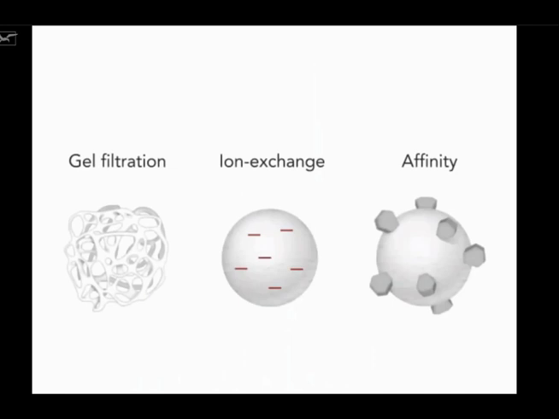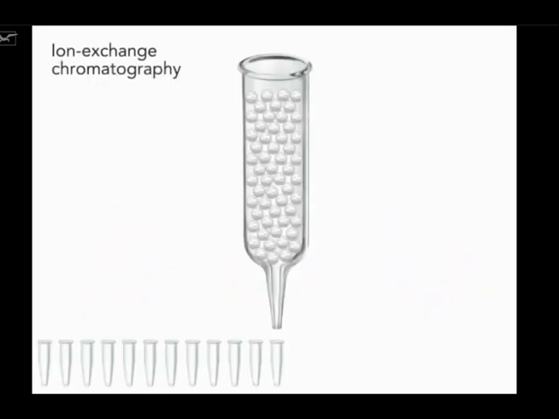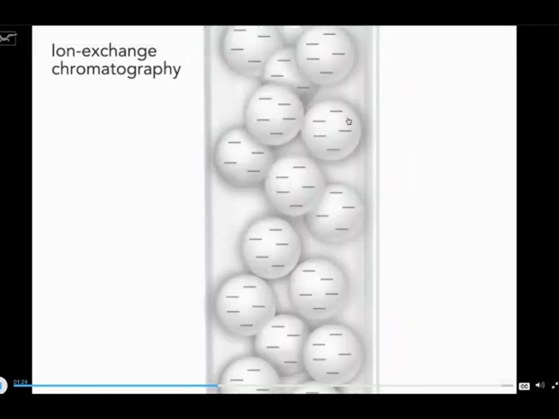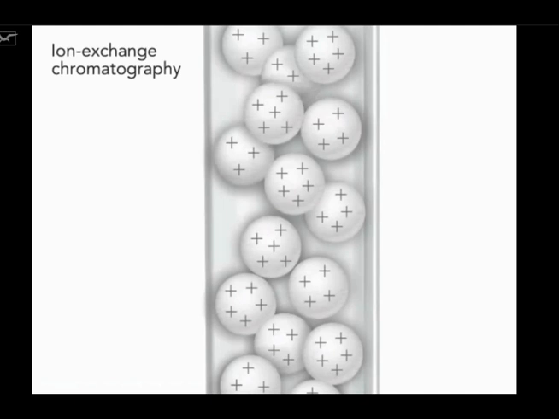The second method, ion exchange chromatography, uses a charged column matrix to separate proteins based on their overall positive or negative charge. Note that while a negatively charged matrix is shown here for cation exchange chromatography, proteins can also be purified using a positively charged matrix for anion exchange chromatography.